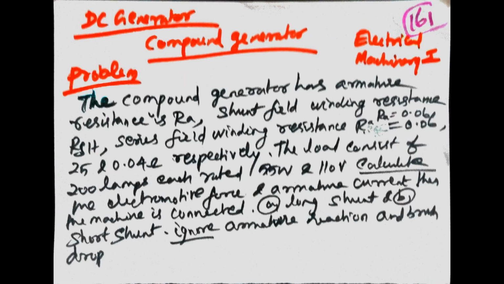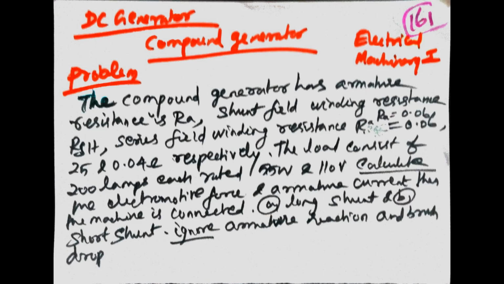DC generator, second problem, compound generator. Electrical machinery 1. The compound generator has armature resistance RA, shunt field winding resistance RSH, and series field winding resistance RSC of 0.06, 25, and 0.04 ohm respectively. The load consists of 200 lamps, each rated 55 watts and 110 volts. Calculate the electromotive force and armature current.